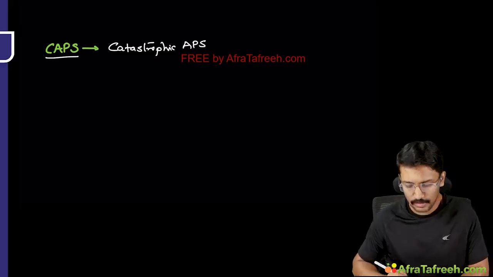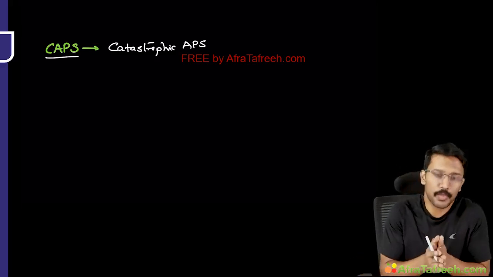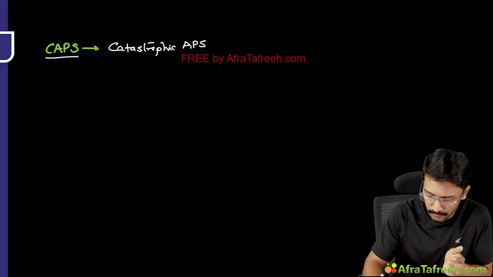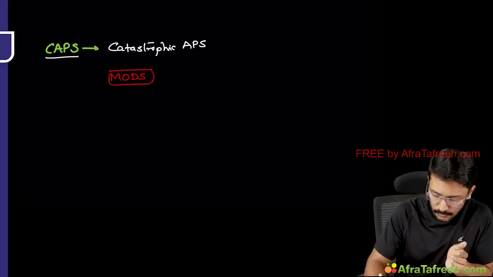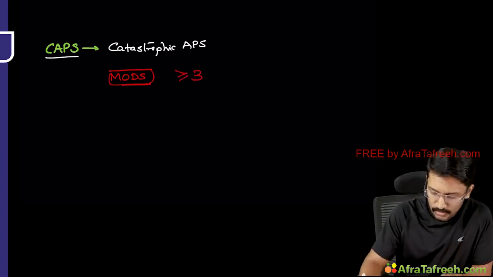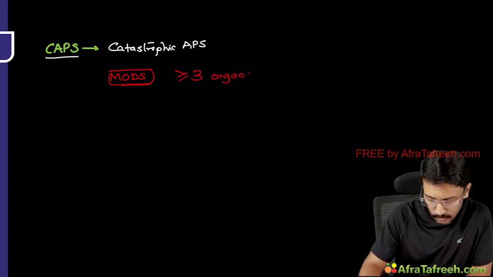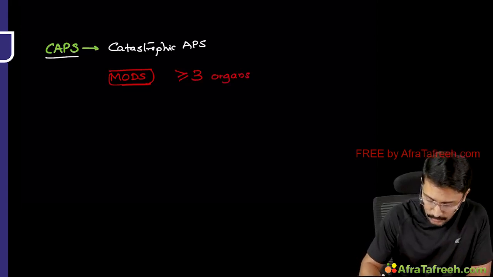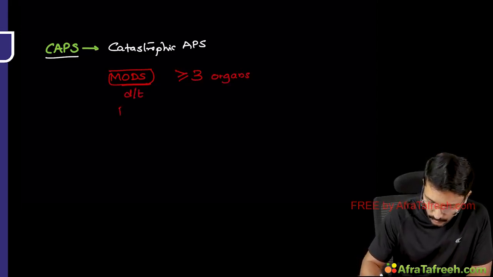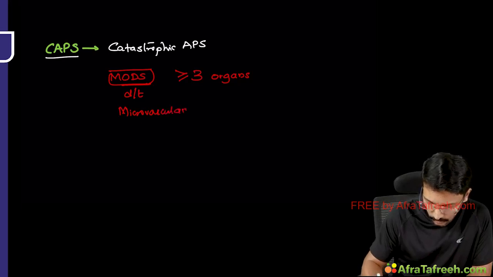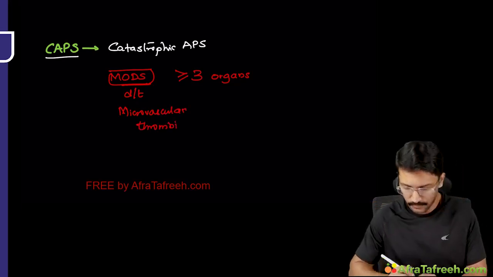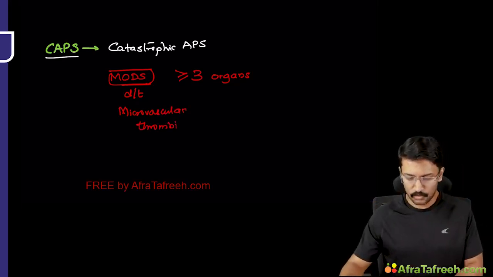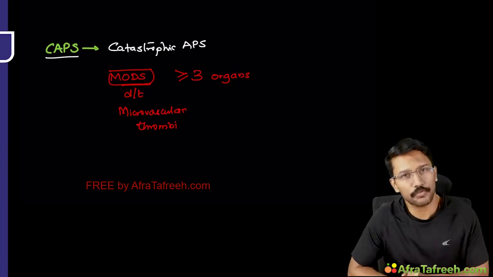When I say catastrophic APS, it is a form of antiphospholipid syndrome where the patient has developed multi-organ dysfunction syndrome or MODS involving three or more organs. And this MODS is due to microvascular thrombi. Then we will call it catastrophic APS. So this is something that we need to be aware of.